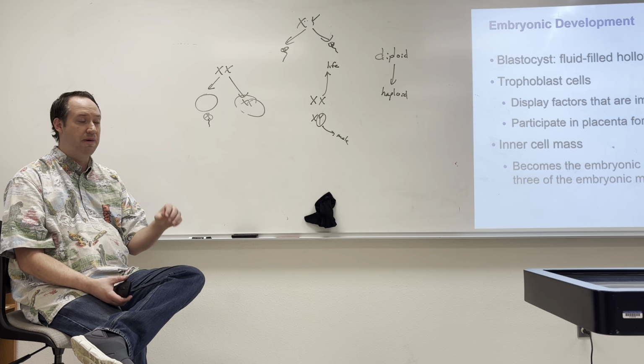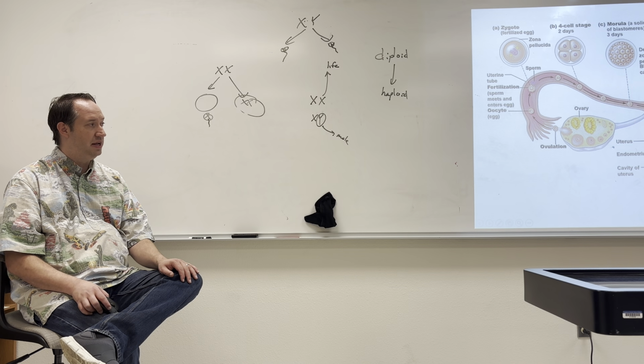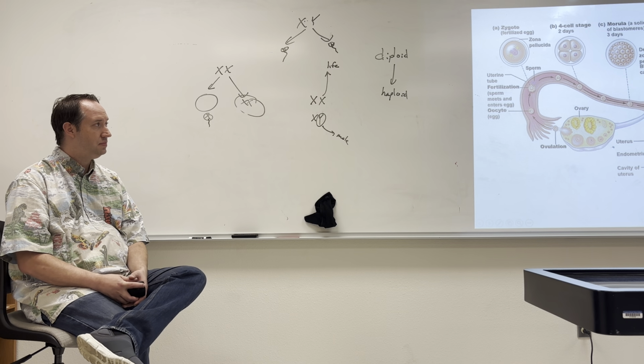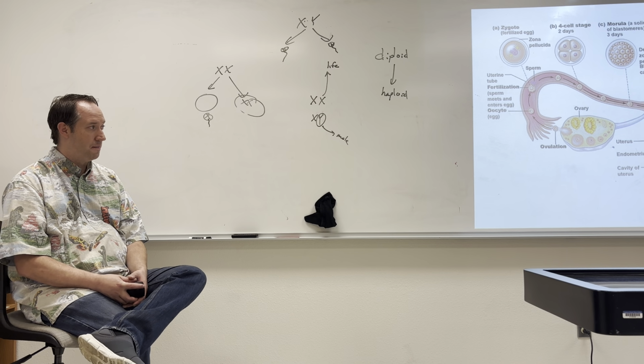So here's our zygote, our fertilized egg. Here's it dividing. Here's our morula, that's a solid ball of little cells. And then here's our blastocyst, and you can see these cells on the outside, and then this inner mass that's going to become the embryo. And here it is about to implant in the uterus. That's in a week.